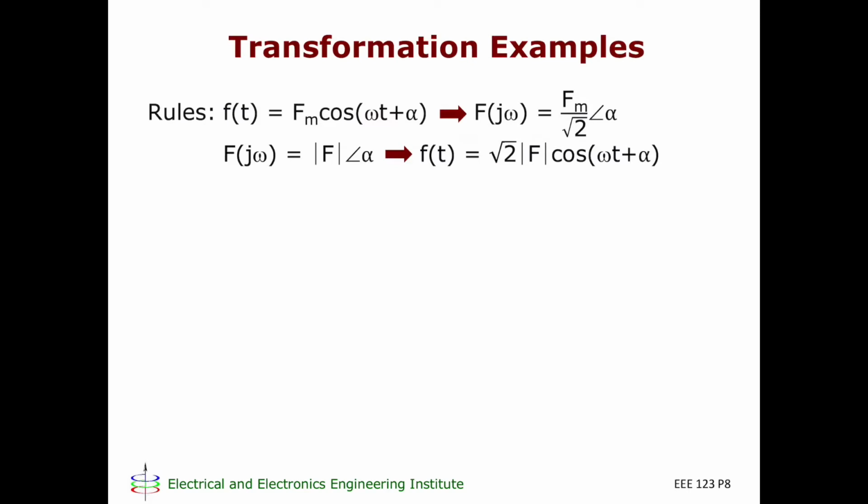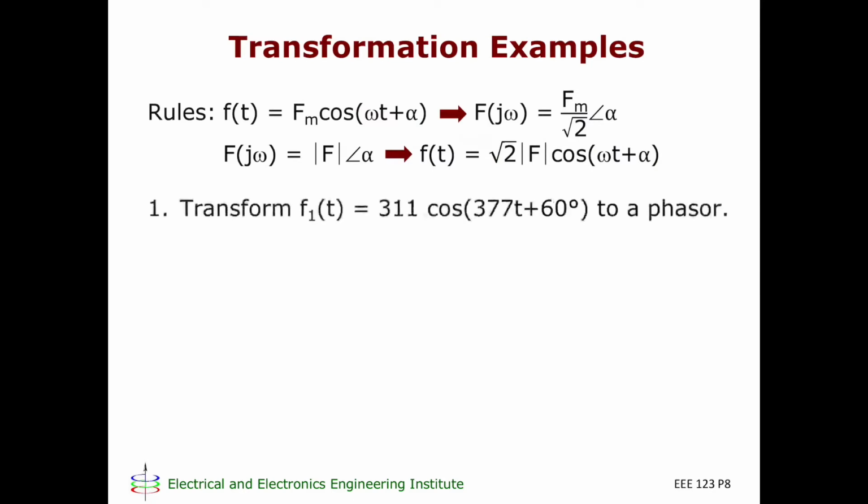Let's have some transformation examples. So written here are the transformation rules, the top being the phasor transformation, the second line being the reverse phasor transformation. First example: transform f1 of t equals 311 cosine of 3770t plus 60 degrees to a phasor. What would be f1 of j omega, which alternatively we can write in this manner. The magnitude of the phasor should be the amplitude of the time domain function divided by the square root of 2. So that would be 311 over the square root of 2. And the angle of your phasor is just the phase angle of your time domain function, so this would be at an angle of 60 degrees. Or this is just 220 at an angle of 60 degrees.